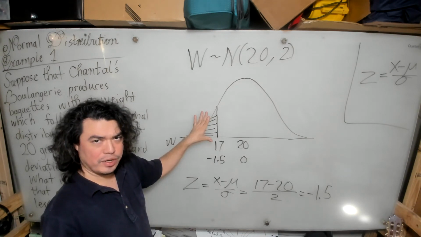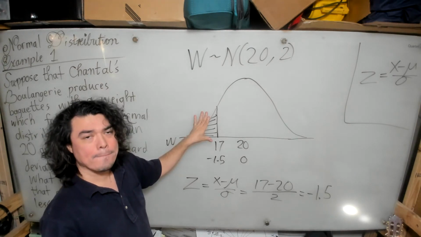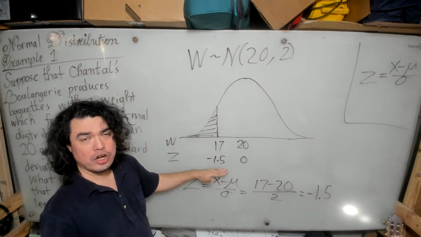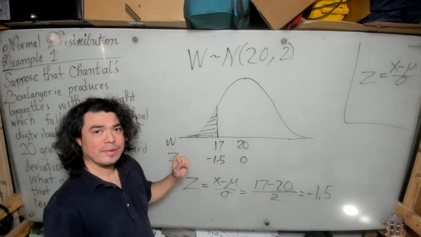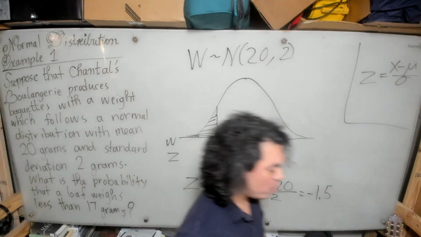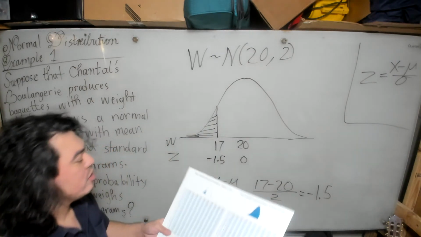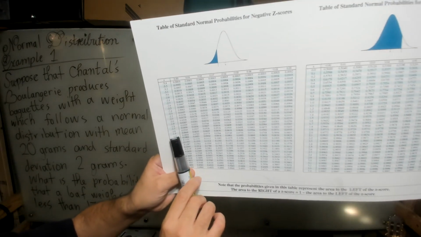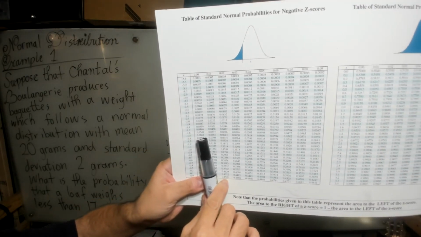So we can translate our desired quantity, the area on the normal curve of the weights of the baguettes of Chantal's bakery that are less than 17 grams, to the area under the standard normal curve that are less than negative 1.5. And we're in luck, because that's exactly a value we can just read off of the standard normal table. So we go to our standard normal table, and we see that at negative 1.5, the value to the left of it is 0.0668.